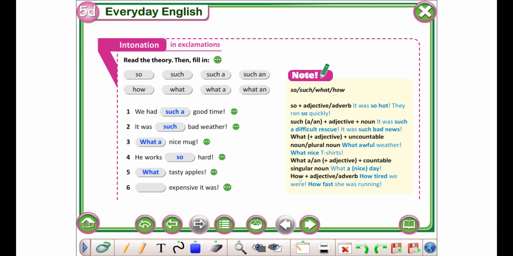And the last one for Mitko. Okay. What expensive it was. По-скоро, how, колко скъпо беше това. How expensive it was. Yeah. So this is like in Bulgarian. It doesn't change. What tasty apples, какви вкусни ябълки. He works so hard. What a nice mug. It was such bad weather. And finally, with such, it was such bad weather and he had such a good time.